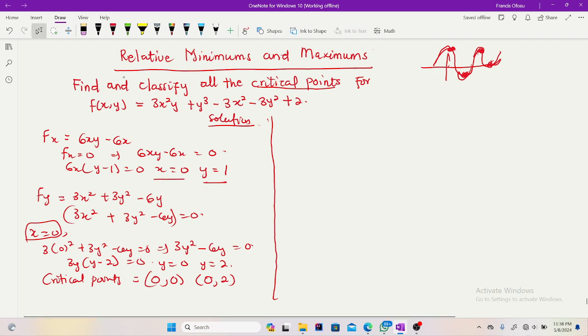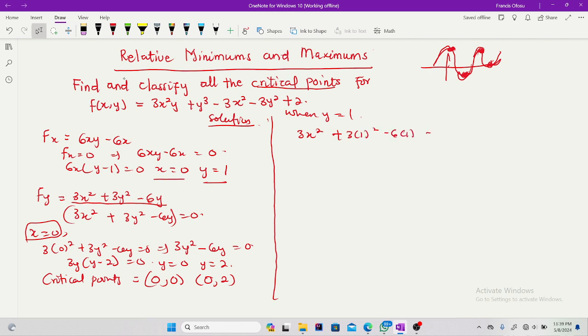Now the next thing to do here is to find the rest of the critical points, because here I found it when x equals 0. Now I can find it when y equals 1. So when y is equal to 1, what do we get? I'll simply put y inside. Putting y equals 1 here, I'll get 3x squared plus 3 multiplying 1 squared minus 6 multiplying 1 equals 0.